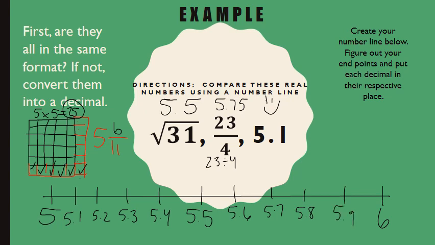Now that we've labeled our number line with all the tenths between 5 and 6, I'm going to start to actually label the values that we came up with here. So 5.5 is right here. I'm going to put a point and label it with what was originally my problem, which was the square root of 31. 5.75 is a little bit bigger than 5.7, so I'm going to go a little bit bigger than 5.7. But I'm going to label it with the fraction we used to find that value.